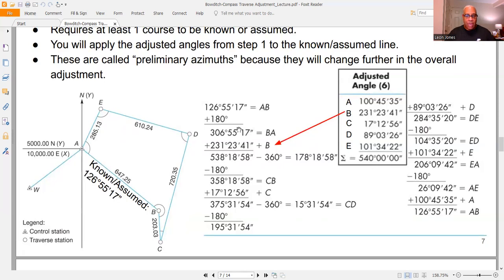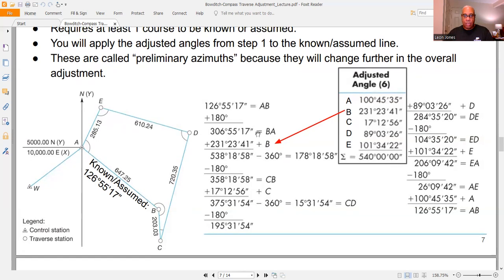And then what you're going to do from there, you're going to take your interior angle, which is adjusted, and you're going to add it to your back azimuth. And you're going to continue to do that all the way down for each point. Now, you do that because the beginning azimuth, 126, 55, 17, should equal your ending azimuth. So in other words, if you start at point AB, you should end up at point AB, like here. They're giving your azimuth of 126, 55, 17, you add 180, this is your back azimuth.